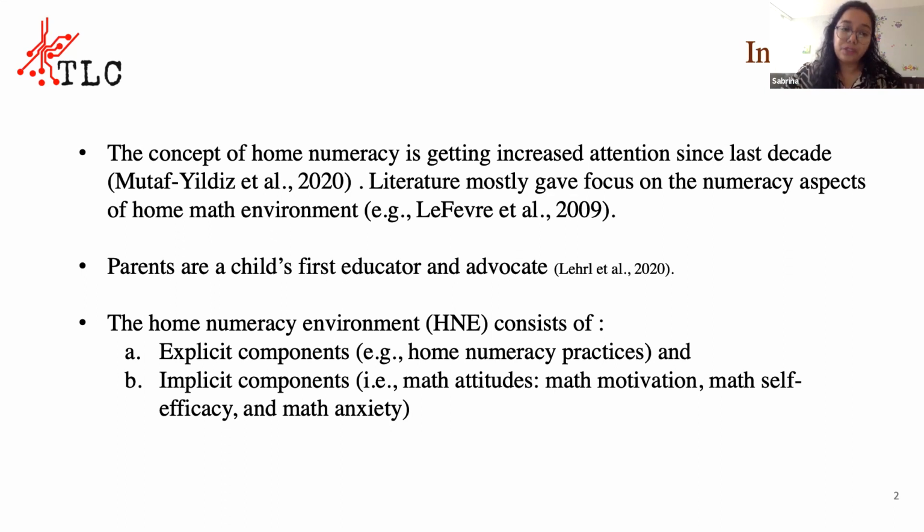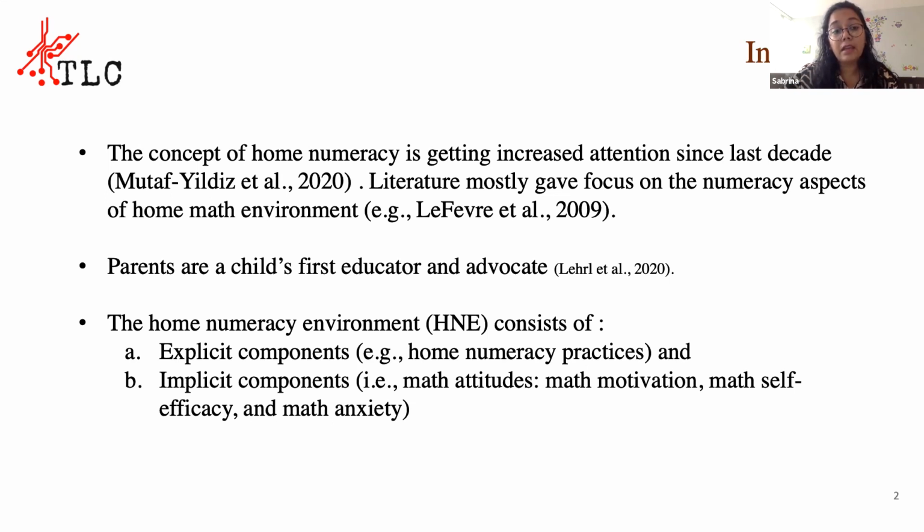From previous research, we know that there are two specific components of the home numeracy environment. One is explicit components, another is implicit components. Explicit components are directly observable, for example, the home numeracy practices. If we see that a child is playing math apps or counting apples, these are all parts of the explicit components. Whereas implicit components are the underlying factors which serve the explicit components of the home numeracy environment.